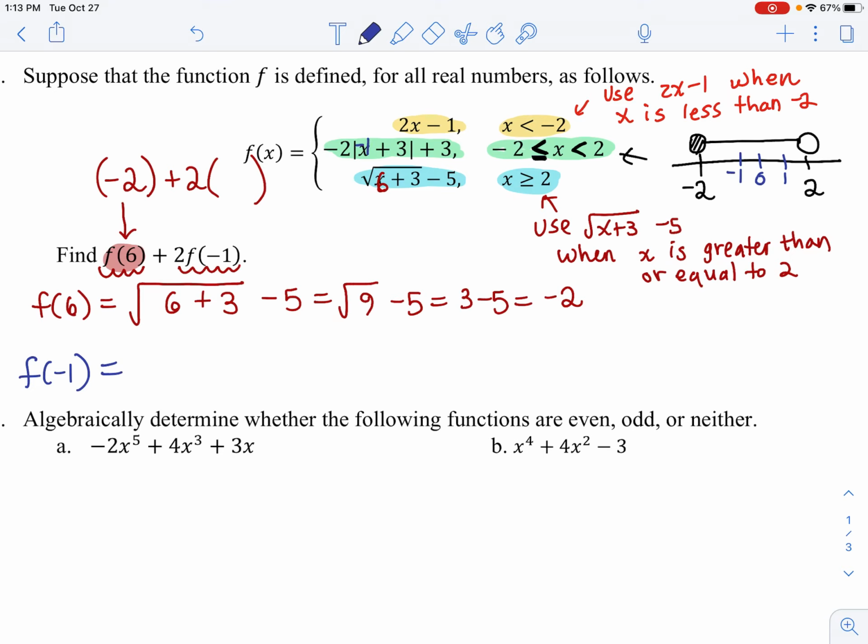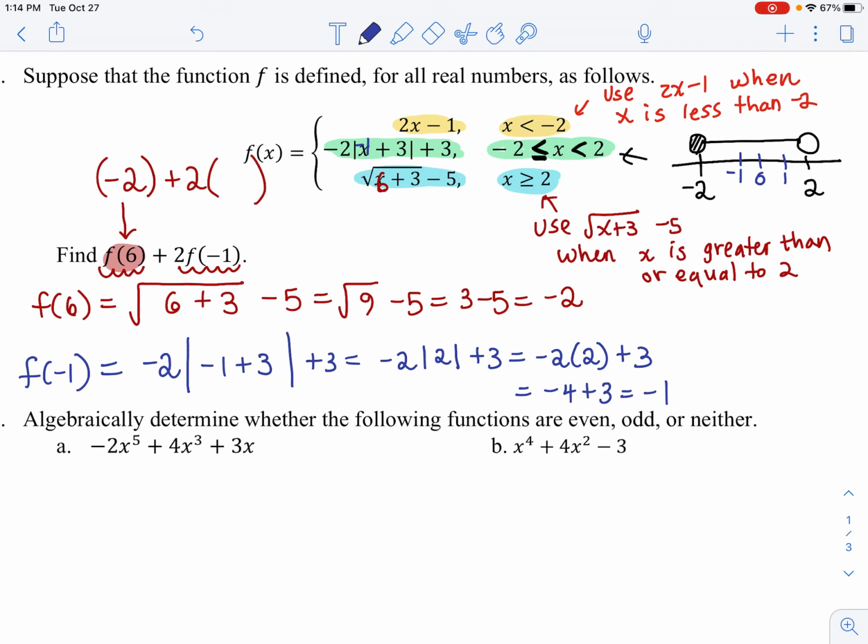So it's going to be negative 1 stuck in there. Let me write it down. Negative 2 times the absolute value of negative 1, close the absolute value, plus 3. So that will be negative 2 times the absolute value of positive 2 plus 3. And the absolute value of positive 2 is just 2. So I'm going to multiply: negative 4 plus 3, which comes out to be negative 1. So I just evaluated f of negative 1 is negative 1.